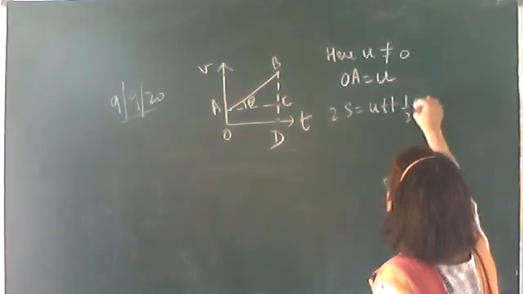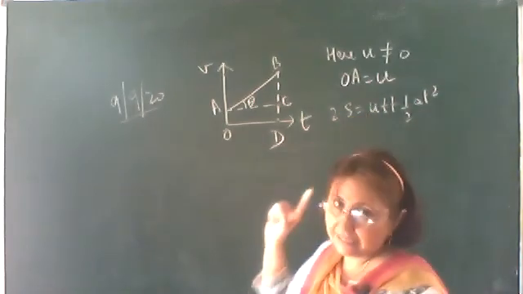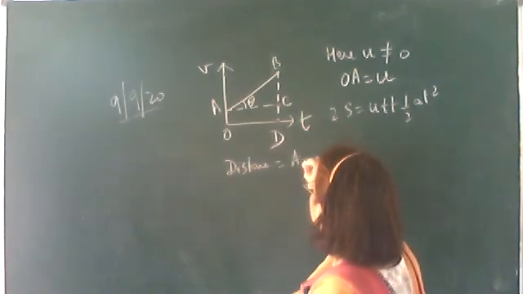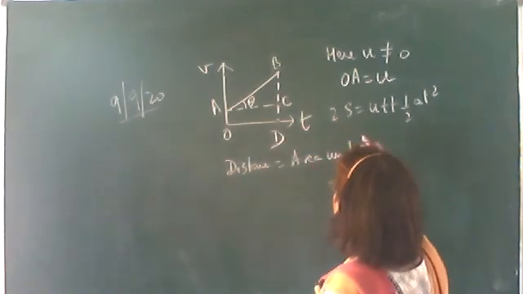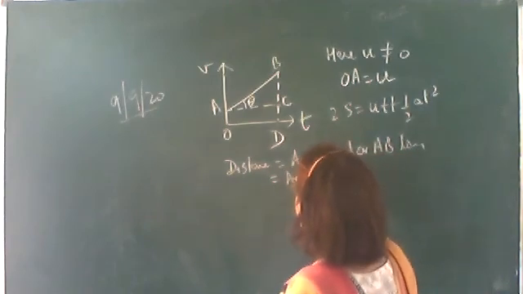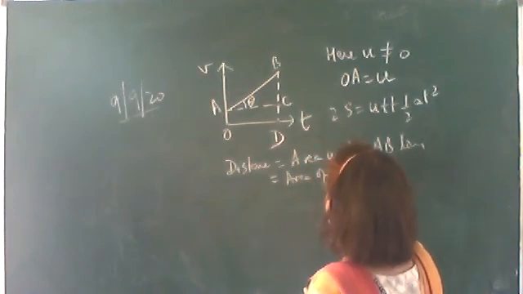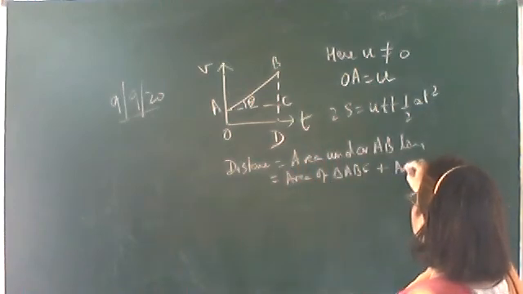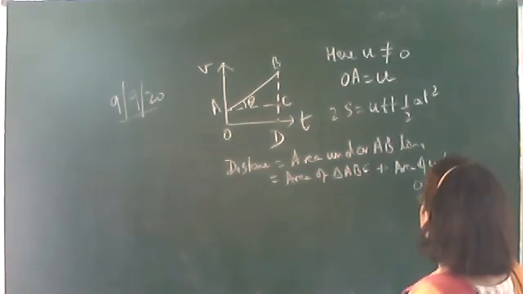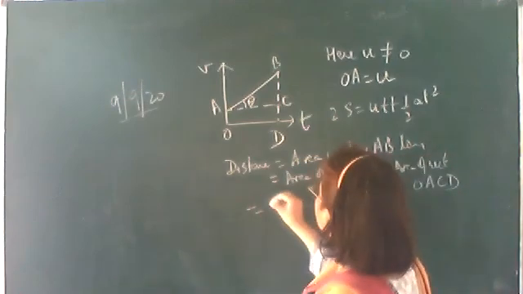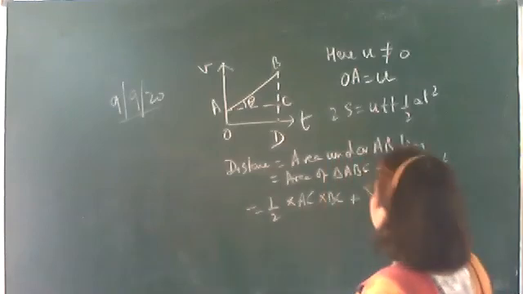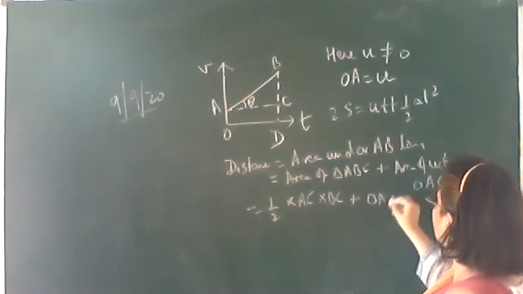Now let's derive this equation. Here we are getting S, that is, the distance traveled, and we know that distance from the VT graph is the area under the AB line. That is equal to the area of triangle ABC plus the area of rectangle OACD. The area of triangle is half base into height, half AC into BC, plus the area of rectangle OA into OD, length into breadth.